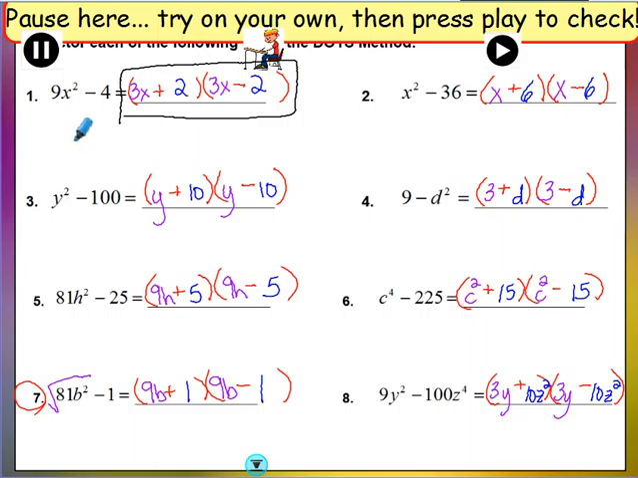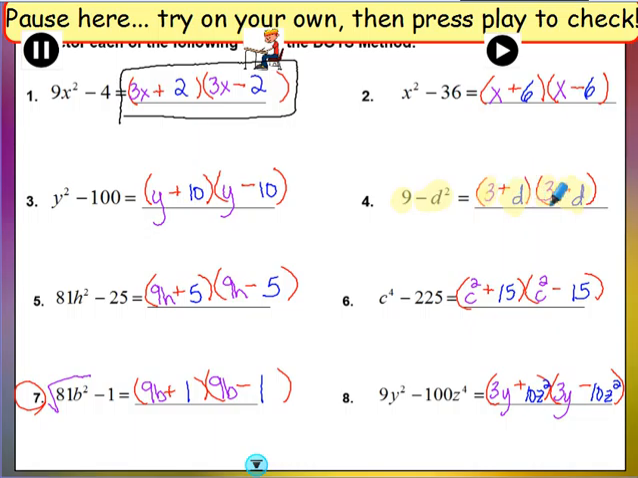Okay, let's check to see how you did. Here we should have x times x will give us x squared, and 6 times negative 6 will give us negative 36. Here, check to make sure you have y and y, 10 and negative 10. Here, make sure you have the 3's in the first term. It does matter what order, because 3 times 3 is positive 9 only. And then I have minus 3d and plus 3d would combine to nothing. But here, positive d times negative d gives me a negative d squared. It is not okay to have these backwards.